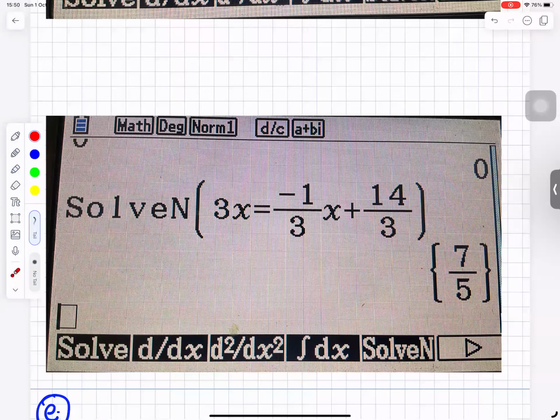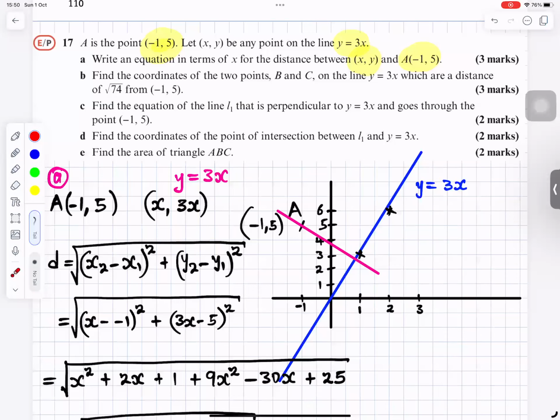But always use the function solveN in the graphics calculator. I put 3x, that's line 1. Line 1 is equal to line 2. And I solve it, it gives me 7 over 5 for x. And I can go and find y now. So that's the advantage of the graphics calculator. I know the answer before I do the algebra. So it's 7 over paanch, saat over paanch. That's how they say it.